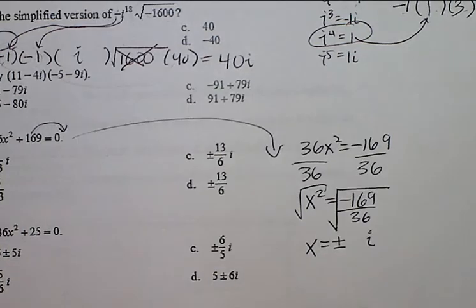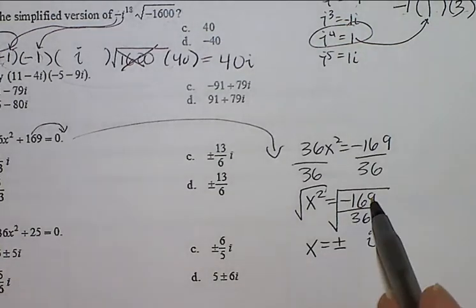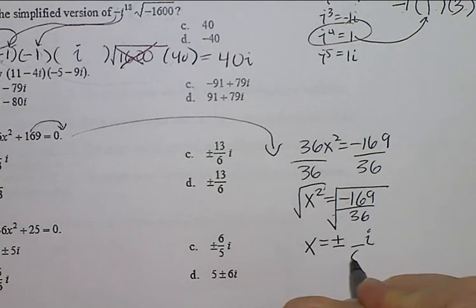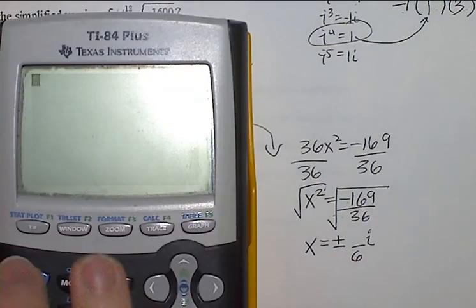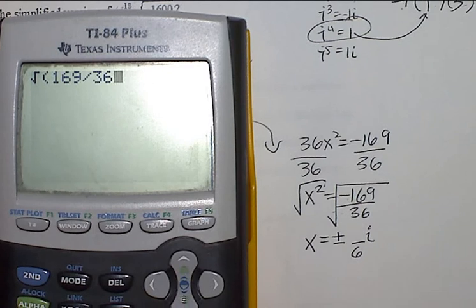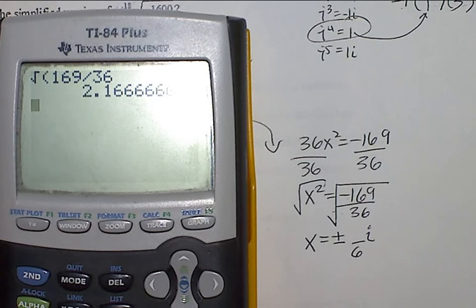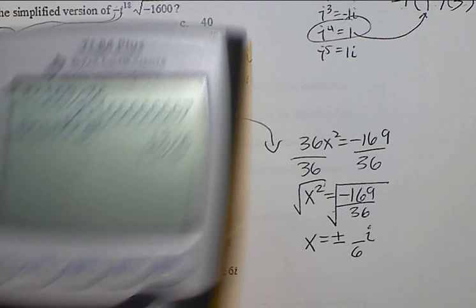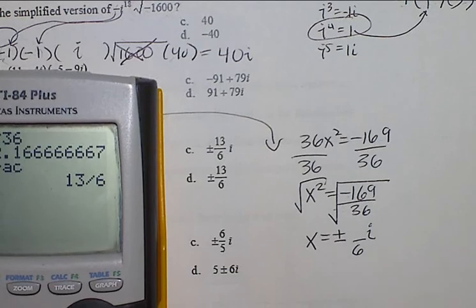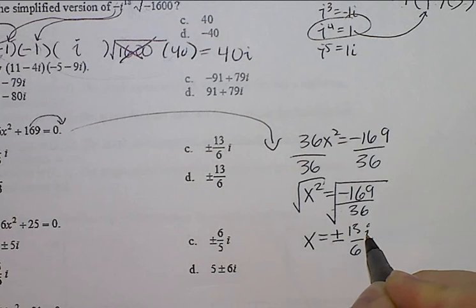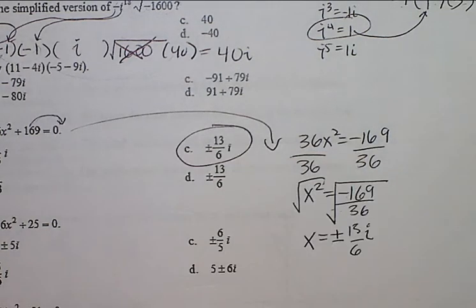And now I need to figure out what is the square root of 169 and what is the square root of 36. I know the square root of 36 is 6, that's in the denominator. And if you did not know that the square root of 169 was 13, you can try. You could type in right now 169 divided by 36. You'll get a decimal answer. Turn it back into a fraction by hitting math, fraction, enter, enter. So 13 over 6 is your fraction. Has to have a plus and minus sign and an i. So I'm looking for the correct answer, and it appears to be option C.